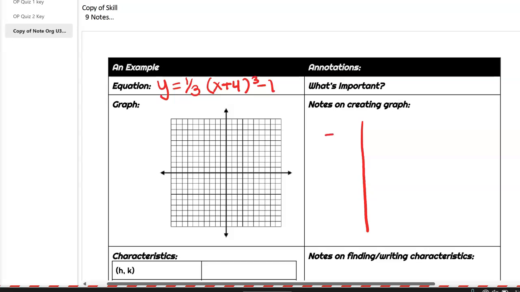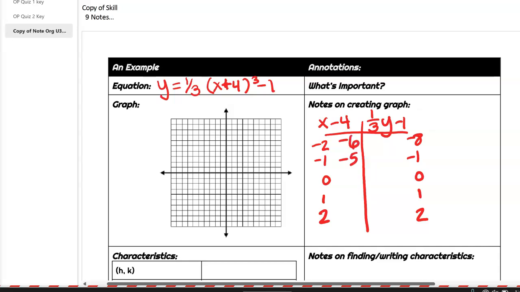So here, our transformation table, again from this cubic parent function, is going to have a shift left of 4 due to the h value of -4, a vertical compression of 1/3, and a shift down 1. And so I'm going to take each x value and subtract 4 from it to have the new locations horizontally. And I'm going to take each y value, times it by 1/3, and subtract 1 to get the new vertical distances.